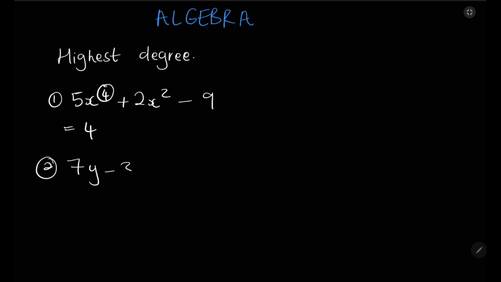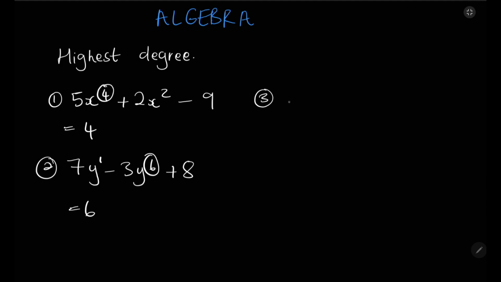Let's do 7y minus 3y to the power 6 plus 8. Your highest degree is the exponent that is the highest, okay? But it has to be from a variable. 7y, it's to the power 1, minus 3y to the power 6, okay? So your highest degree is 6.